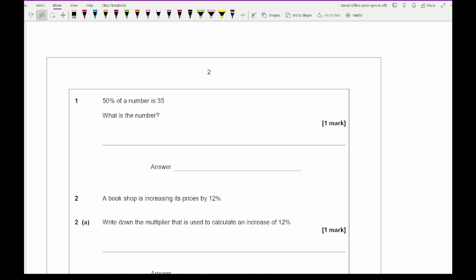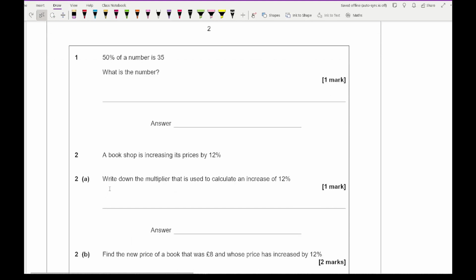So looking at question 1, it says 50% of a number is 35. What is the number? So here we know that if 50% is equal to 35, then we want to know what 100% is. So to get from 50 to 100, we need to multiply by 2. So then we multiply the 35 by 2. So the original number then is going to be 70.